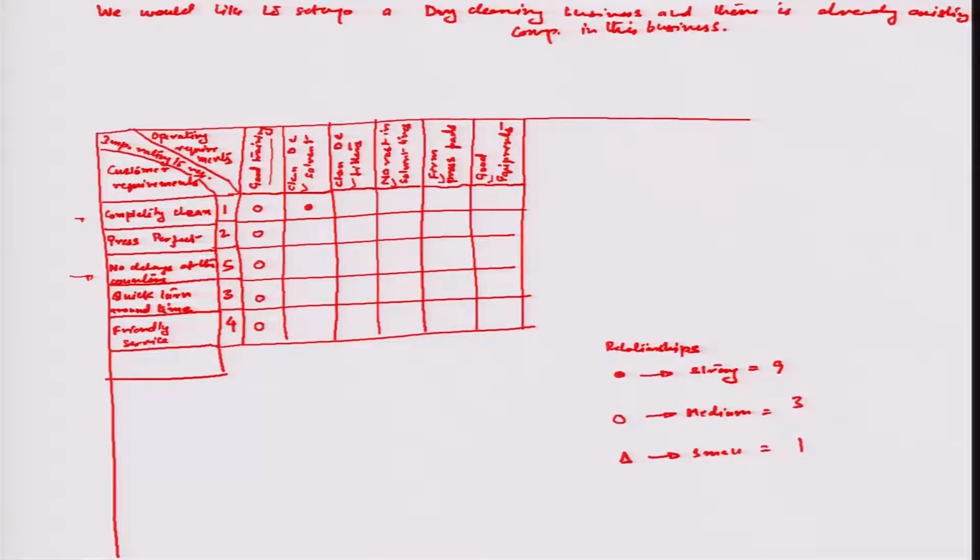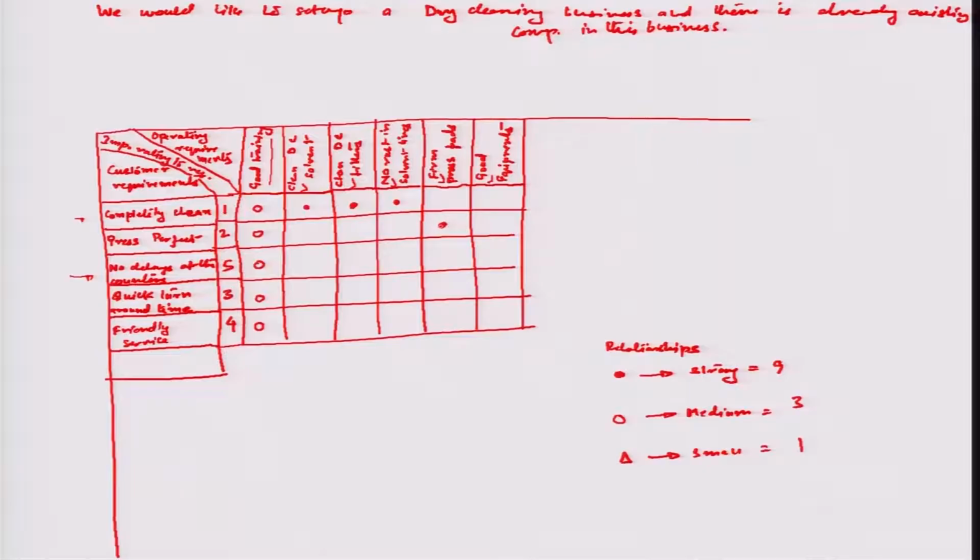Similarly, there would be a strong correlation of clean DC filters, or clean dry cleaning filters, with respect to the complete clean requirement of the customer. There may also be the same degree of strong correlation between no rust on the solvent lines vis-a-vis the complete clean requirement of the customer. When we talk about firm press pads, they are of course very strongly related to the perfect press. If the press pads are somehow unstable, and they're amenable to movement or vibration while the ironing is happening, there's going to be imperfect pressing and there are going to be creases in the clothes which come out. So therefore there is a strong correlation.